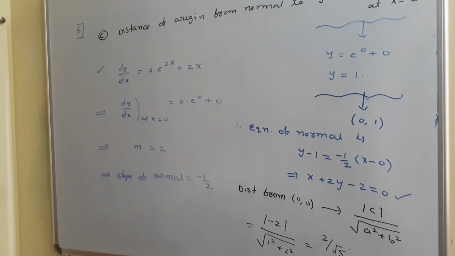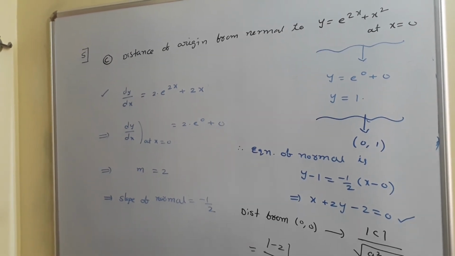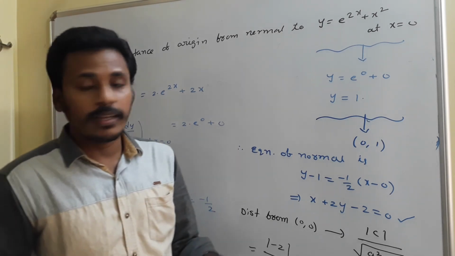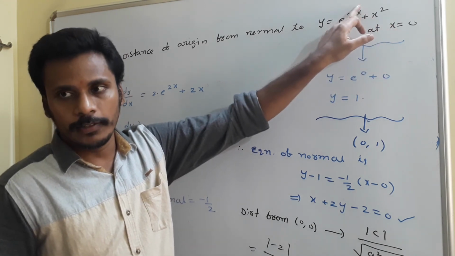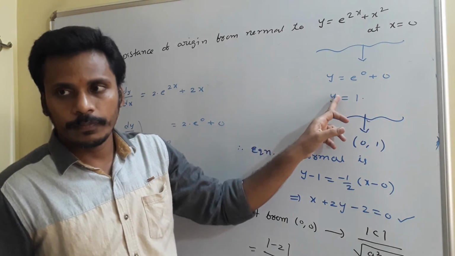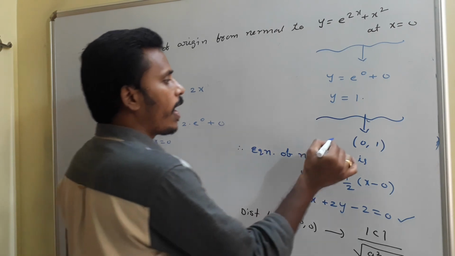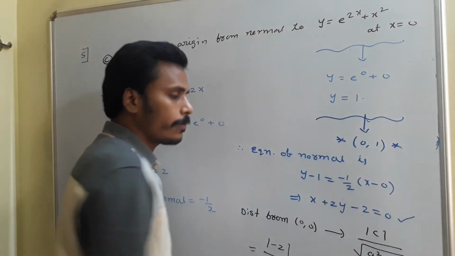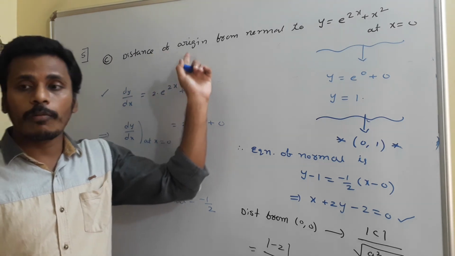Just observe there. First of all, y is equal to e power 2x plus x square, at x is equal to 0. Always, to find the tangent or normal, we need a point, but here only the x value is given as 0. Just replace x with 0 here. y is equal to e power 0 plus 0, so the y value is 1. At x is 0, y is 1, so the point is (0, 1). So we have the point with us. That was clear.